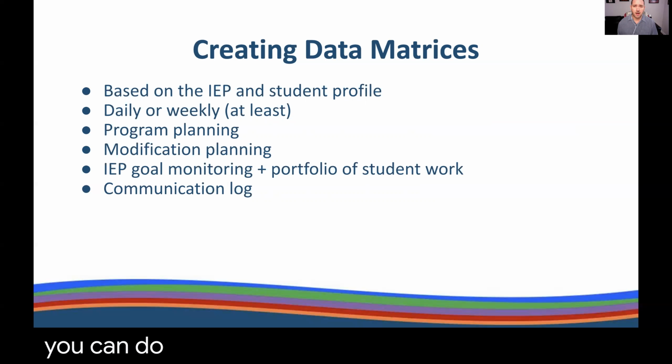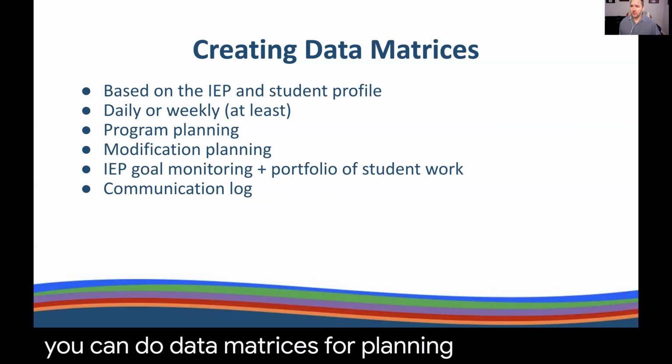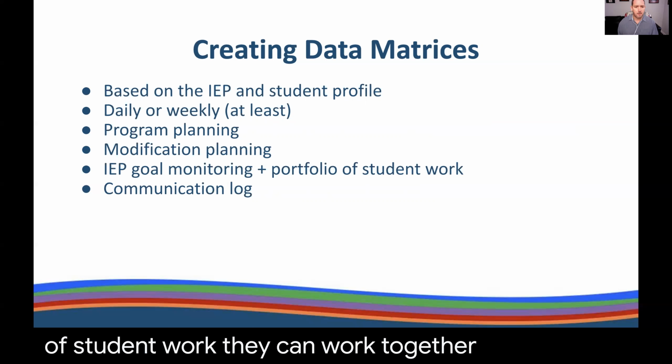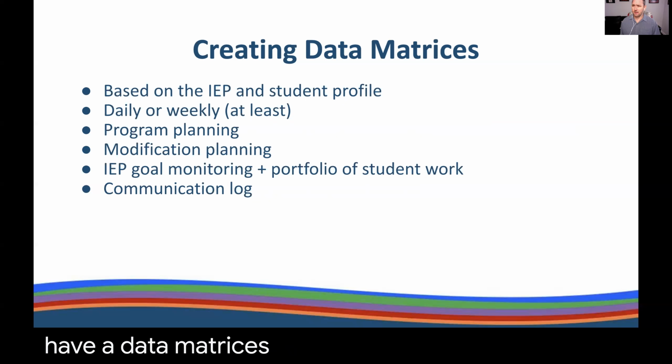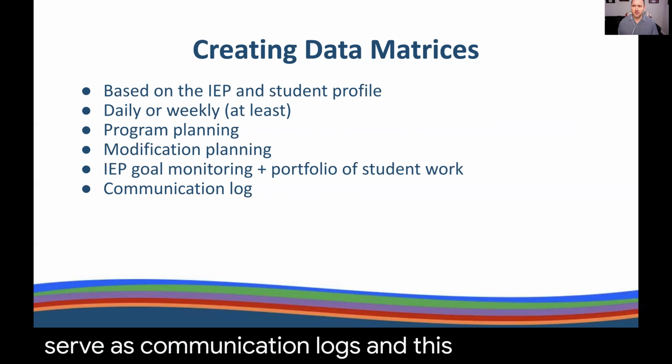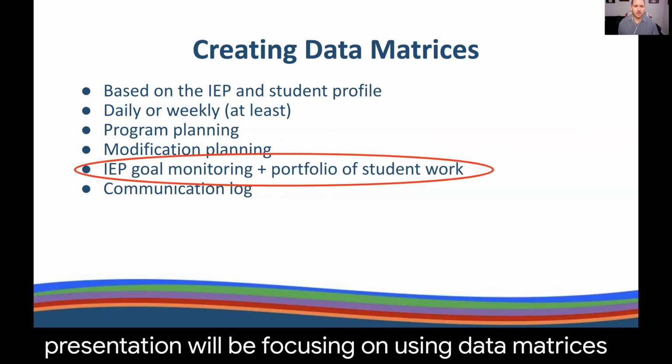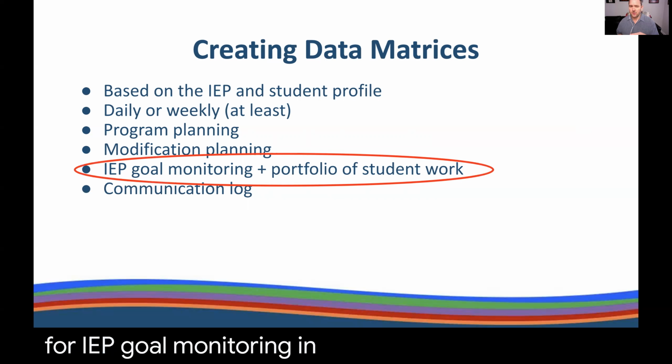You can do data matrices for planning modifications. So who's going to do which modifications and when. You can use IEP matrices for goal monitoring, and in addition to having a portfolio of student work, they can work together. And you can have data matrices that serve as communication logs. In this particular presentation, we'll be focusing on using data matrices for IEP goal monitoring in conjunction with a portfolio of student work. And I'll talk about why that's important to have both together.